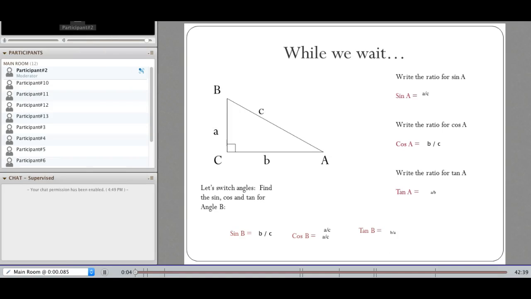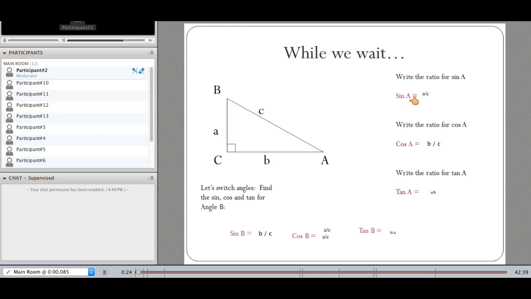Okay, sweet. You guys did an awesome job here. Oh, so good point, Delia. It does look weird because there are two A's, C's, and B's on the picture, but remember the capital A, B, and C are the angles, and the lowercase represent the length of the sides.